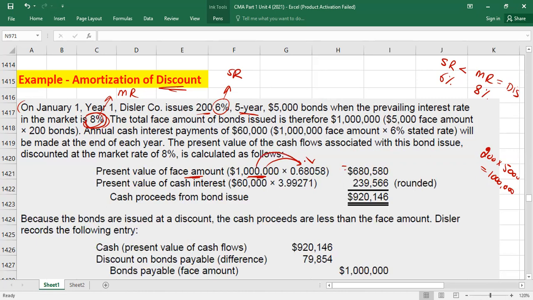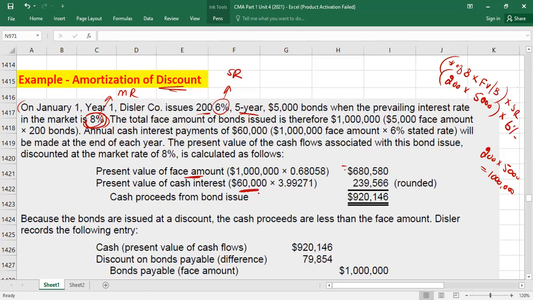Now you have to put it here, interest. How is interest calculated first? Interest, how is it calculated, guys? This is the interest calculation I'm showing you. You have to take the number of bonds, multiply by face value per bond and multiply by stated rate. Number of bonds are 200. Face value per bond is 5,000. And stated rate is how much? Stated 6%. So this will give you interest of 60,000 per annum. Understood?